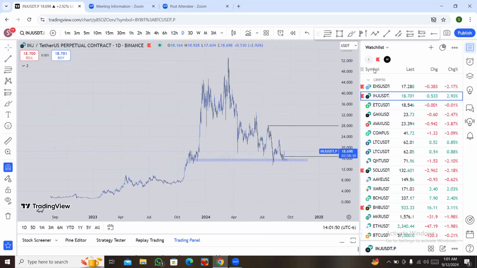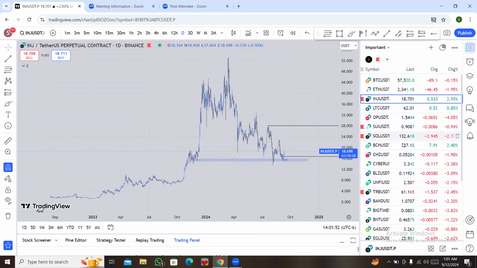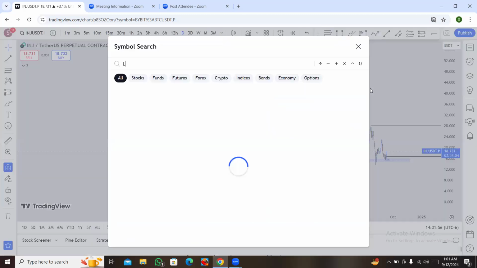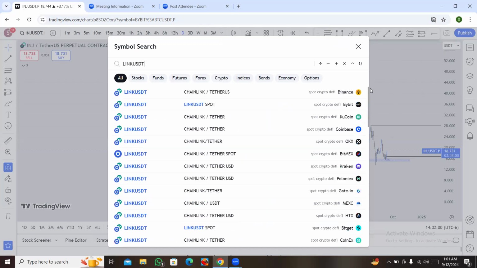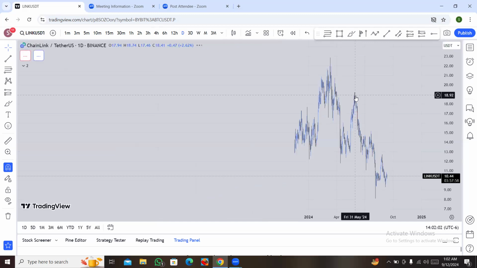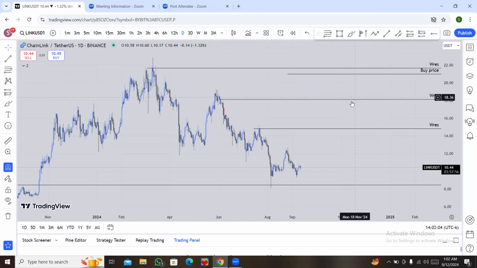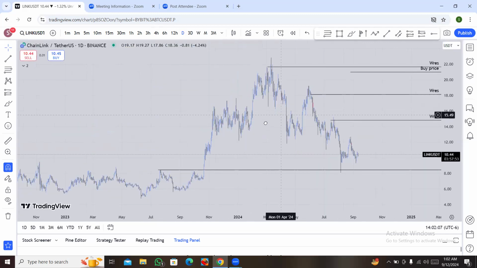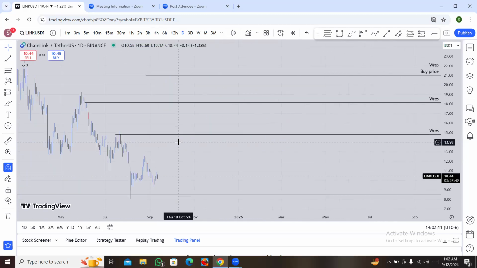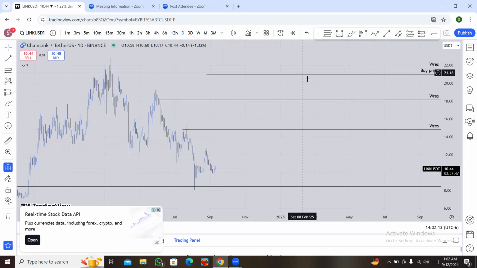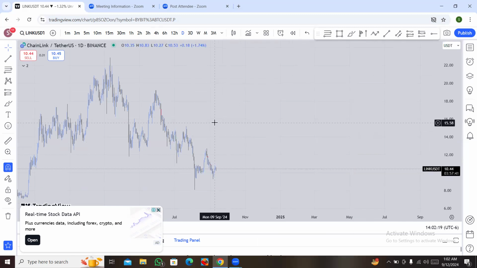There was another coin, Link. Link is doing well. Link and Dot as well, I have my eye on Dot too. Some people bought Link at 21, okay, forget it, remove.